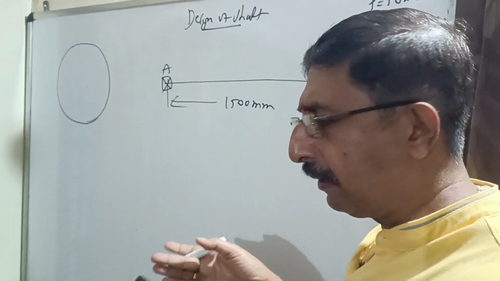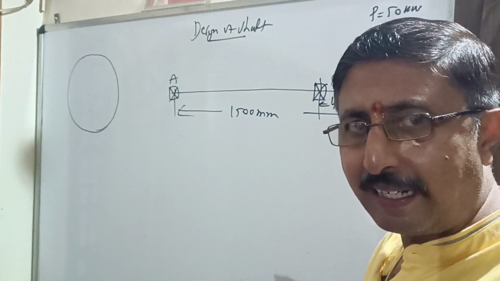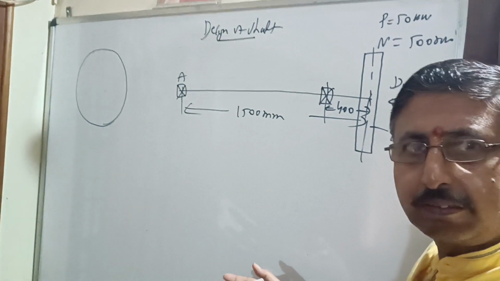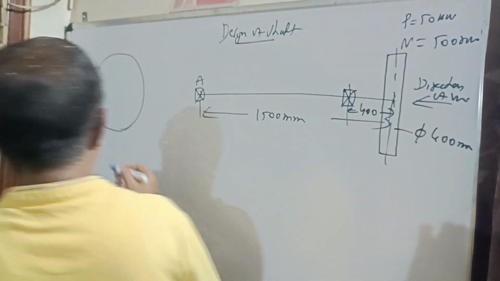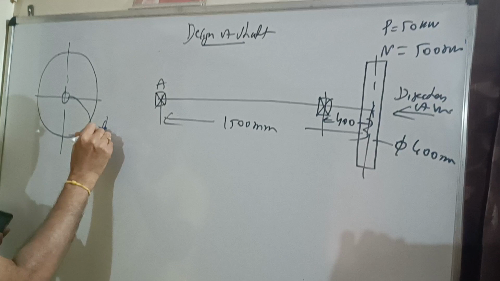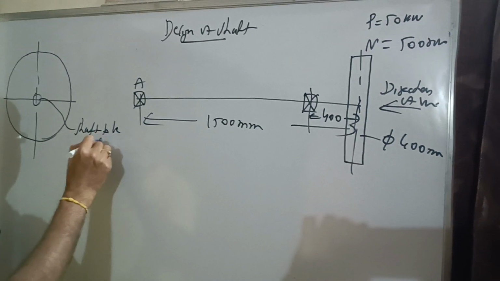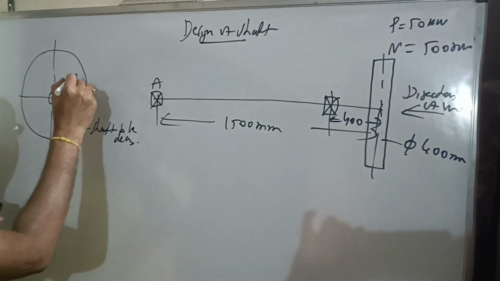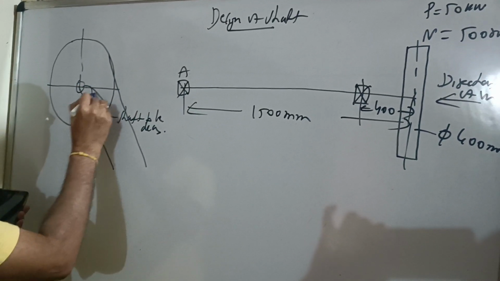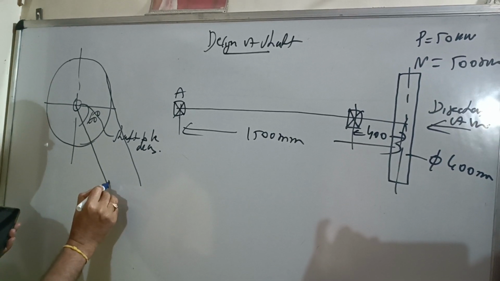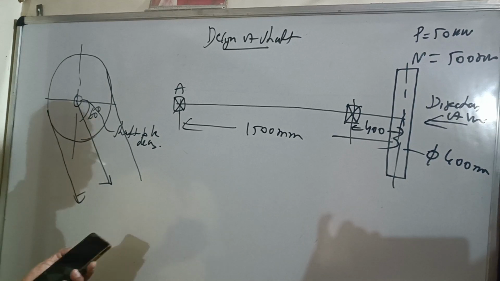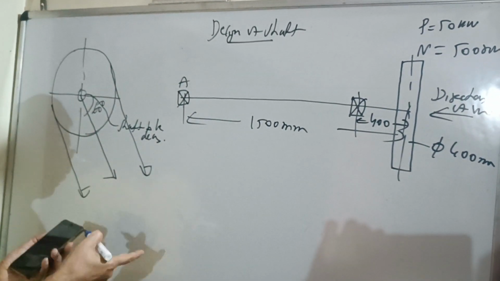As viewed from the right hand bearing, the pulley is driven by a belt inclined at 60 degree below the horizontal and away from the observer. So it is away from the observer. So it is like this. This is the shaft to be designed. This pulley is driven by a belt inclined at 60 degree below the horizontal and away from the observer.